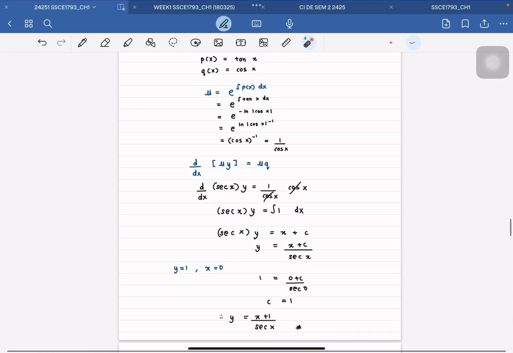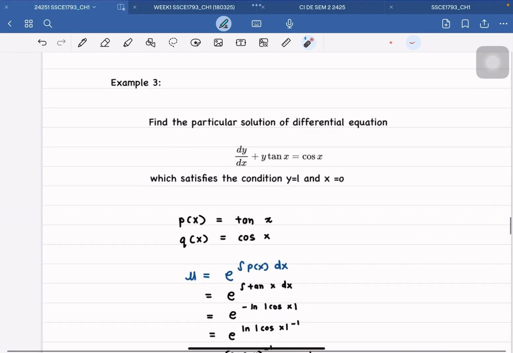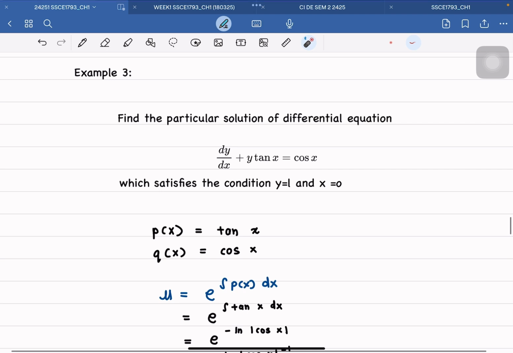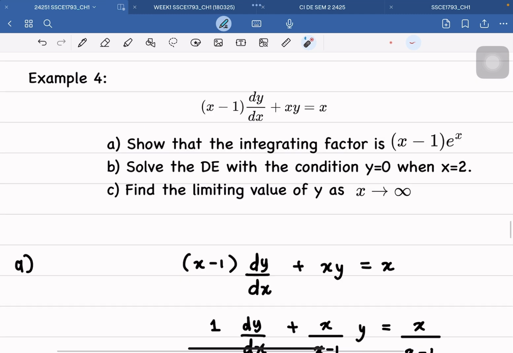I think this example is quite straightforward. Okay, this is a basic one. So maybe after the third example given here, you already get the idea on how to work with the linear equation. Let's proceed with example number 4.